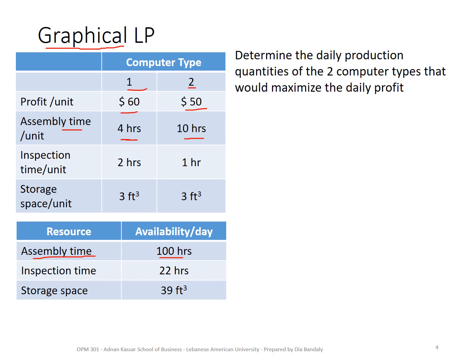And then for the inspection time, I need 2 hours for this and 1 hour for that, and I have 22 hours available. And then for storage, I need 3 cubic feet for each type, and I have a maximum of 39 cubic feet. And we need to determine the daily production quantities of these two types of computers. Okay, how do we do that? We need to build the LP model. So let's do this.